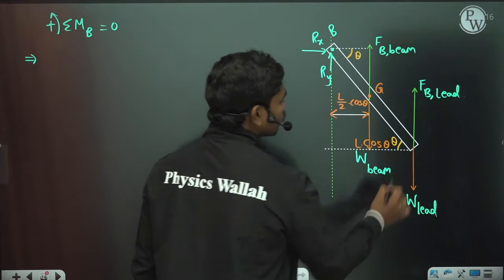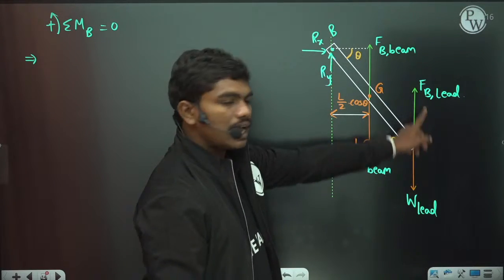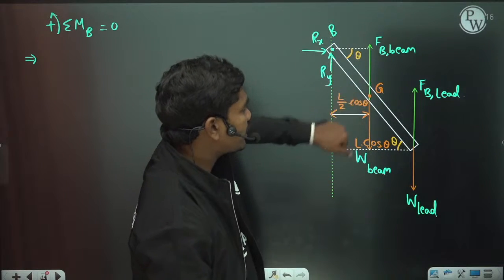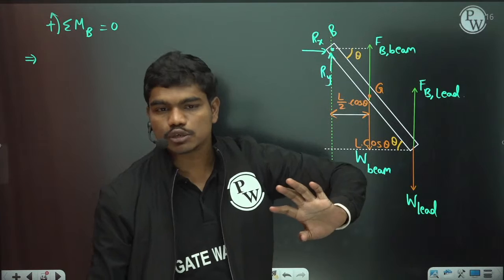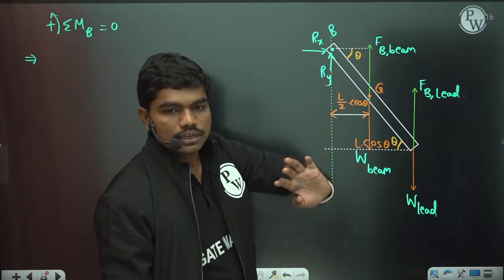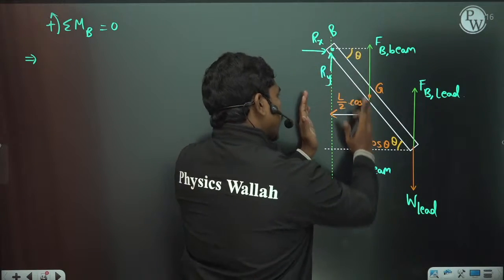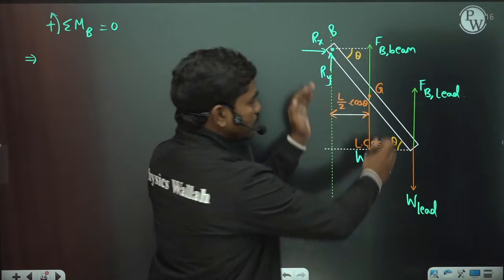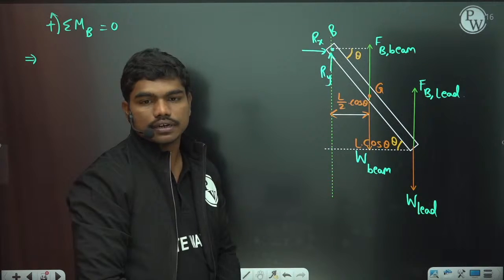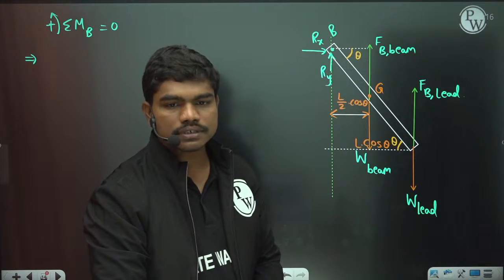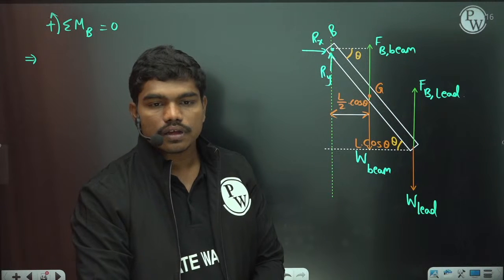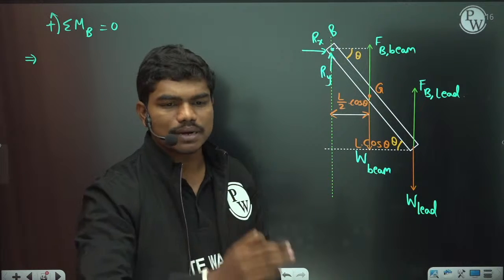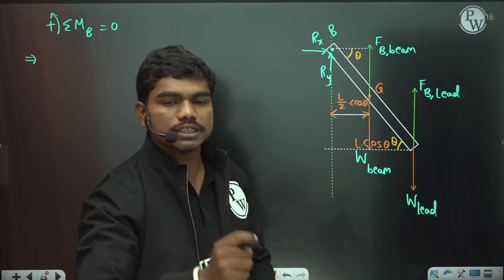So these two forces have a moment arm equal to L by 2 cos theta, and these two forces have a moment arm equal to L cos theta. Is this clear to all of you? The perpendicular distance between the line of action and this vertical is L by 2 cos theta, and similarly here it is L times cos theta, from this triangle. Yes or no? Everyone should type in the chat box. Come on.